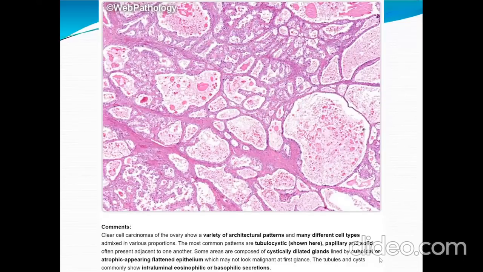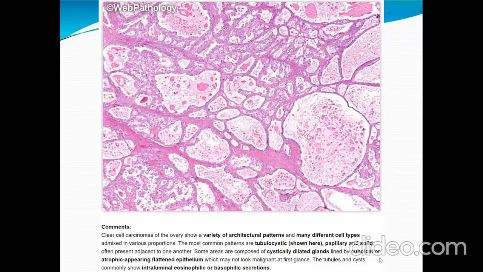Lastly, we have clear cell carcinoma, which is the completely malignant counterpart. Clear cell carcinomas of the ovary show a variety of architectural patterns and many different cell types, admixed in various proportions. The most common patterns are tubulocystic, as shown here, papillary, and solid.